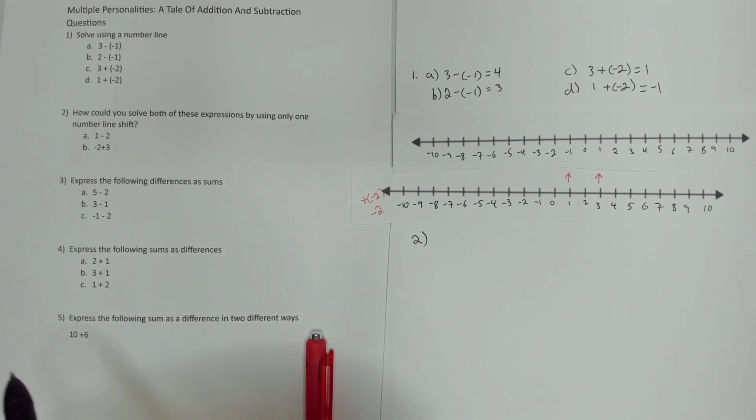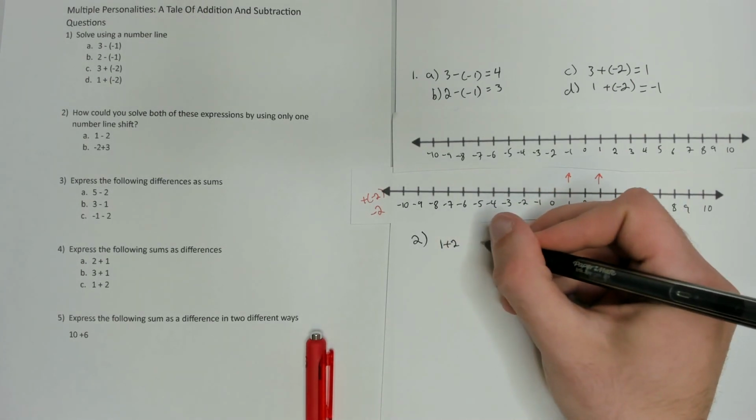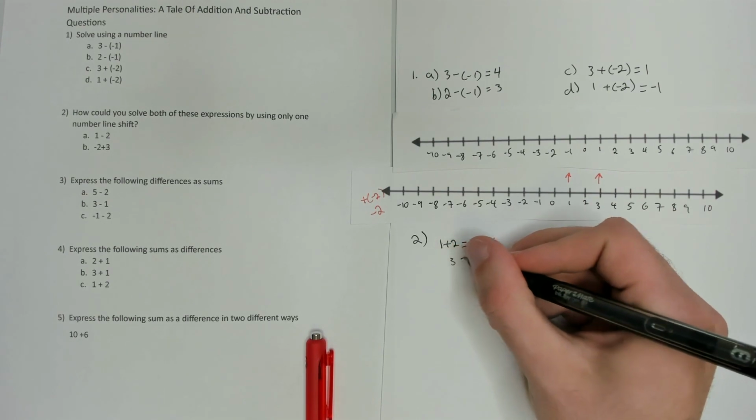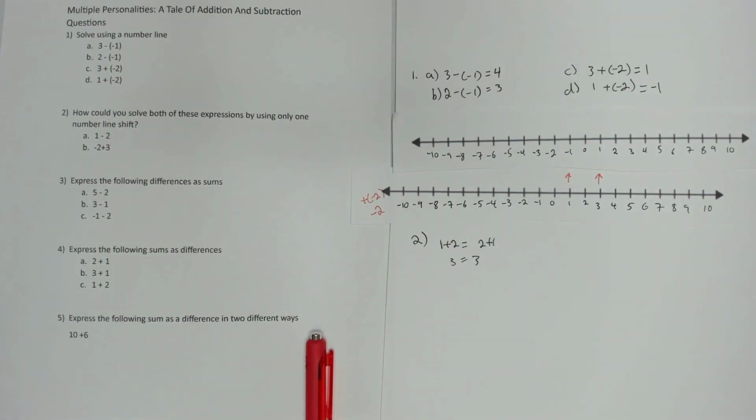Well, the key here is to note that it doesn't matter the order in which we add things. Is 1 plus 2 the same as 2 plus 1? Well, yeah, they're both equal to 3. Adding is just combining things. It doesn't matter the order in which we combine them.